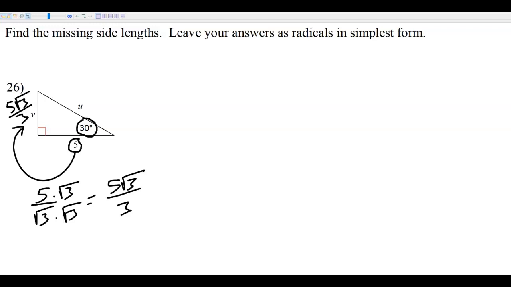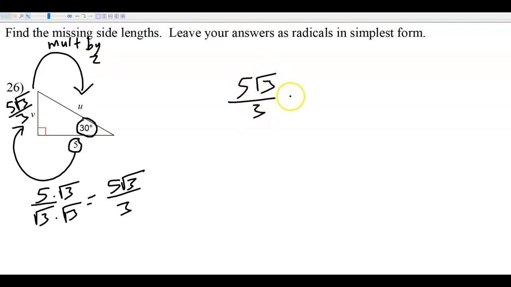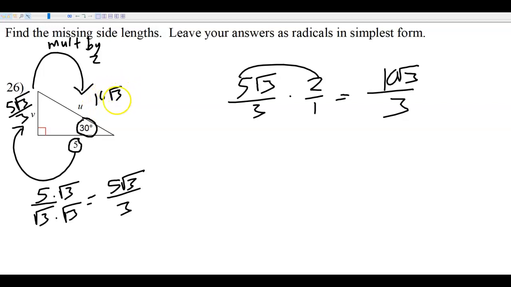Now how do we get from the short leg to the hypotenuse? For that, we multiply by 2. So I'm going to take my 5 square root of 3 over 3, and multiply it by 2, in other words, 2 over 1. The 2 and the 5 multiply together to make 10, and the bottom is just 3. So now we have 10 square root of 3 over 3. So there are 2 answers for the missing sides there, using the rules for special right triangles.